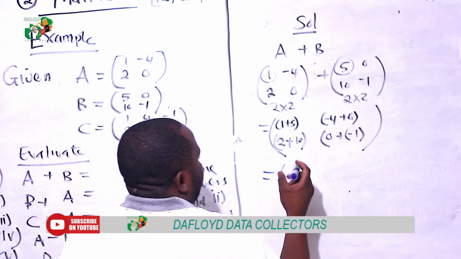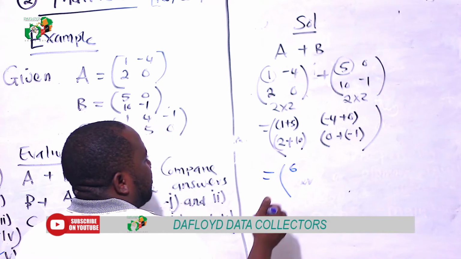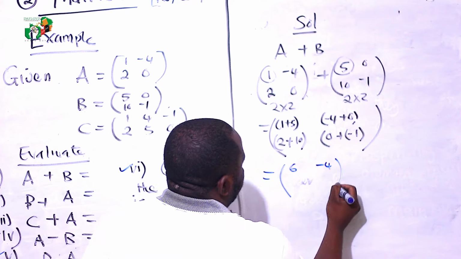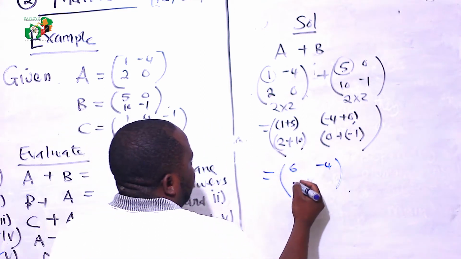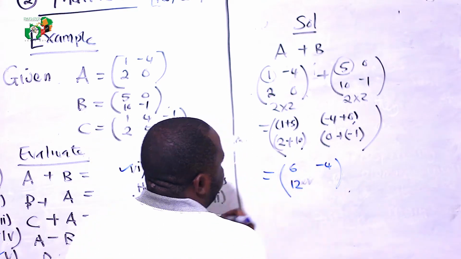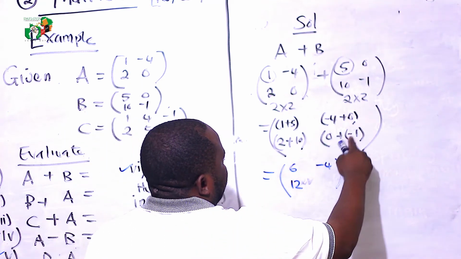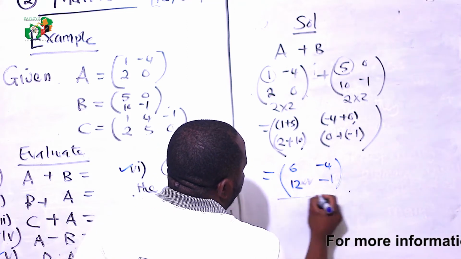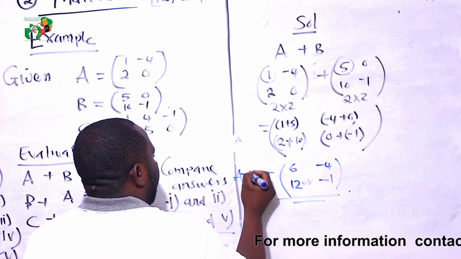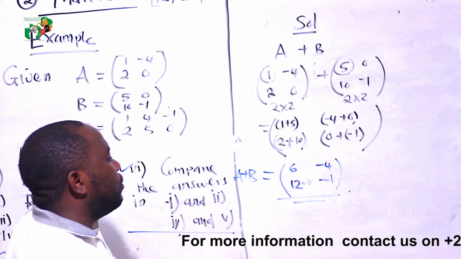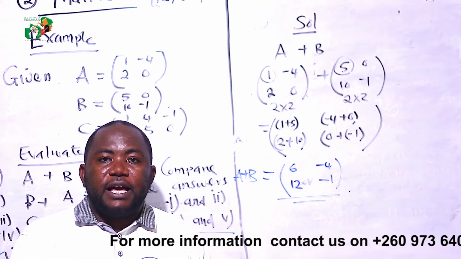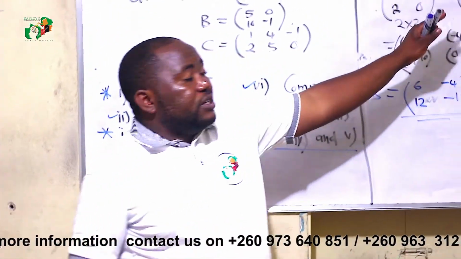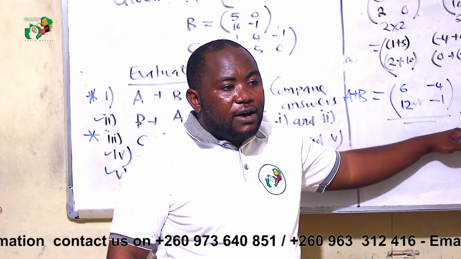So we go directly into solving. 1 plus 5 is 6. Negative 4 plus 0, the answer is negative 4. 2 plus 10, the answer is 12. Then 0 plus negative 1, from our previous class we know the answer will be negative 1. These are the rules which we followed: matrices can only be added if they are of the same order, and then matrices add according to corresponding values. So this is our answer.